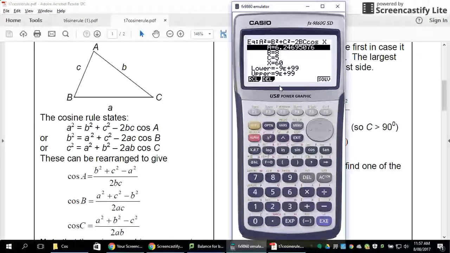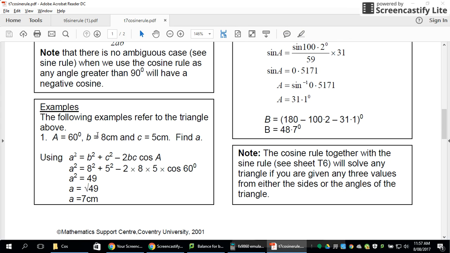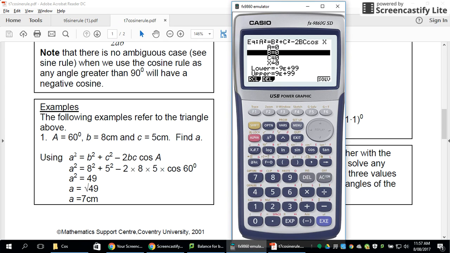We push execute. Now we don't know what a is. Let's enter the values that we do know. The angle opposite the length we want to find out is 60 degrees. b is 8, c is 5. So I go to a, which I don't know, and I click solve. Bam, 7 centimeters. We've done that.